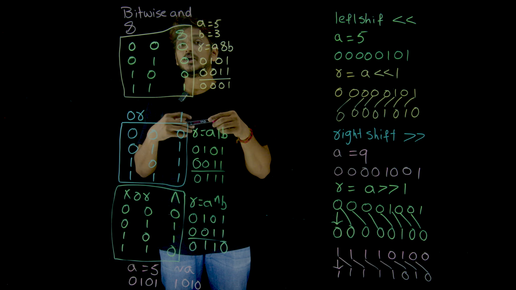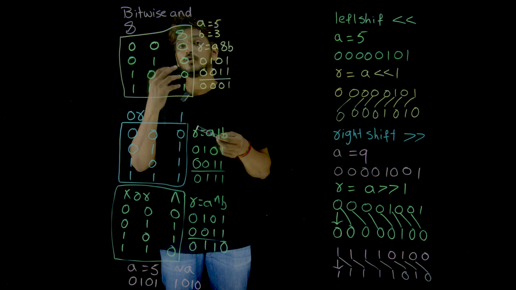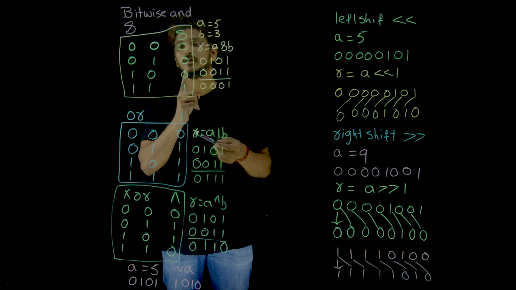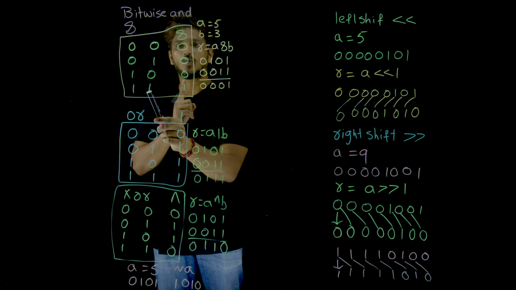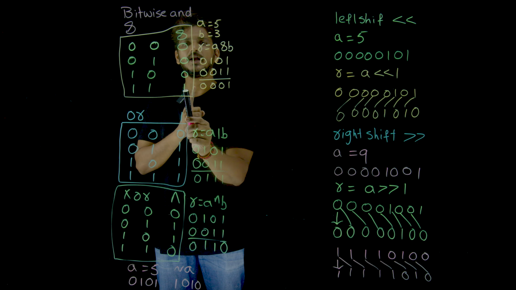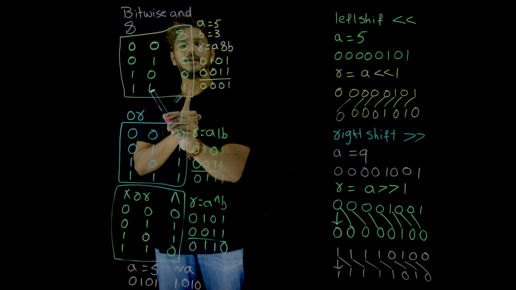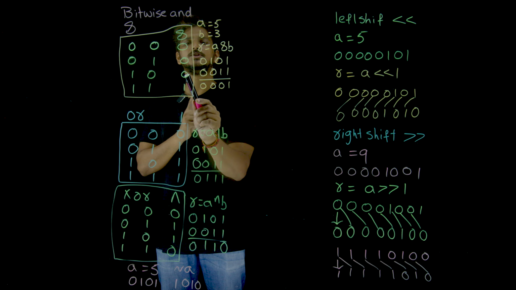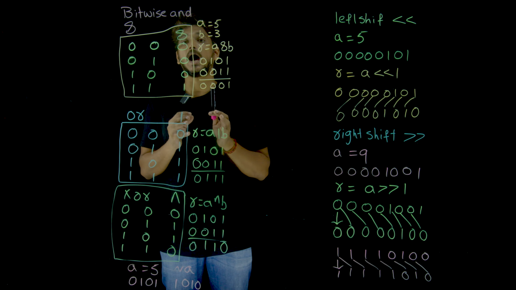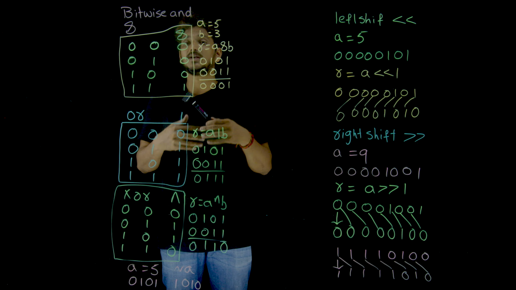So with the bitwise AND operator, you get output 1 only when both the bits are 1. 1 and 1 gives you 1. In all the remaining cases, it gives you 0. That is what the bitwise AND operation means.